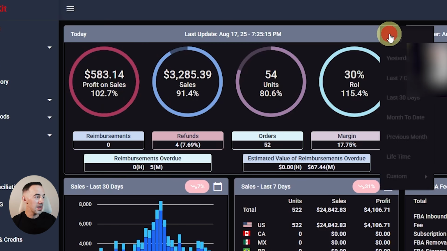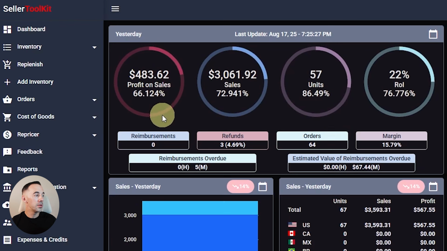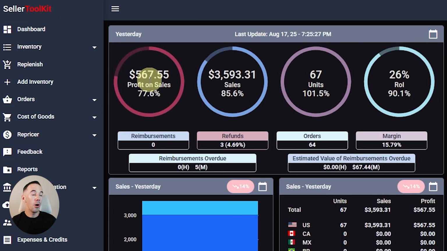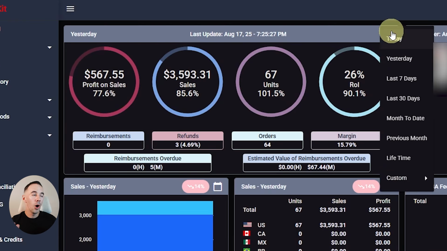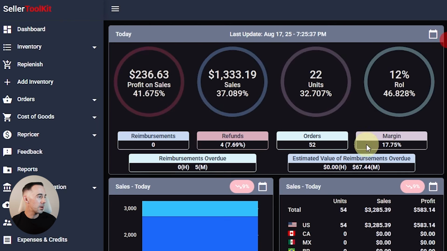So again, if I come over to here and drop down and go yesterday, what you will see is that we got very close, but obviously not as high as we are today. So it kind of gives you a really good idea of how you're performing on the same time period going forward. So we'll come back to today.